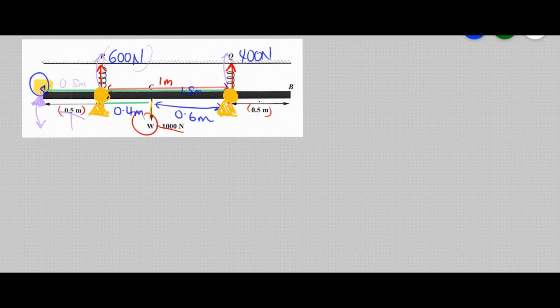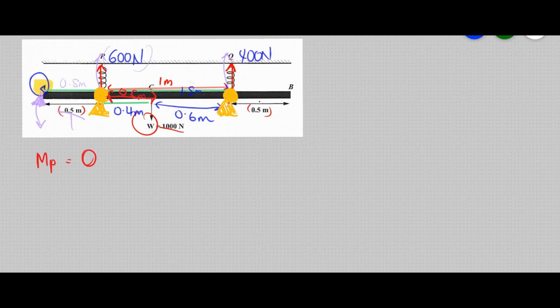Now, if we were to put the weight or the center of gravity at the exact center of the beam, that means that instead of 0.4 meters from P, it would be 0.5 meters away from P. And we can think of the total moment here at P to be equal to 0. So MP for right now is equal to 0.